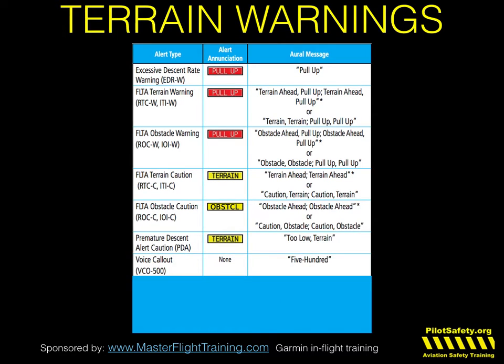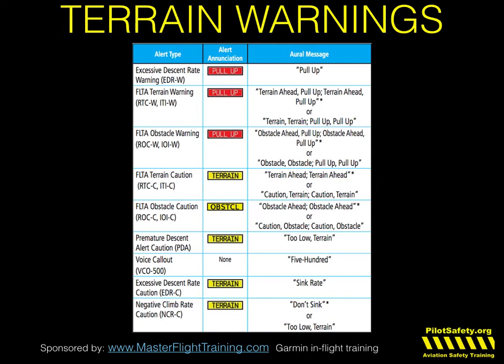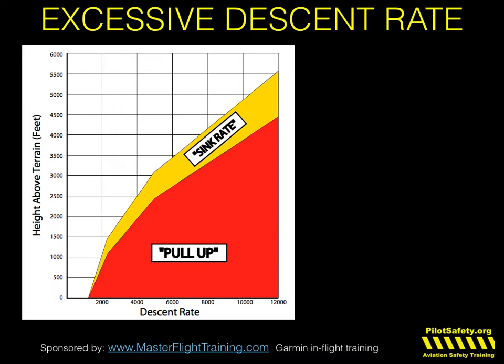Now, voice call out is actually an option, and what happens is it will tell you 500 feet when you're coming in to land on a runway. By the way, that's not 500 feet above minimums. That's 500 feet above the runway for us instrument pilots. An excessive descent rate will say sink rate, and a negative climb rate caution will say don't sink. So I want to talk about this excessive descent rate. Give you an example.